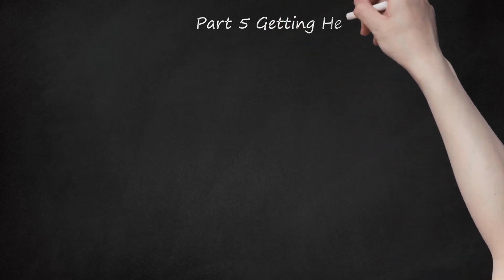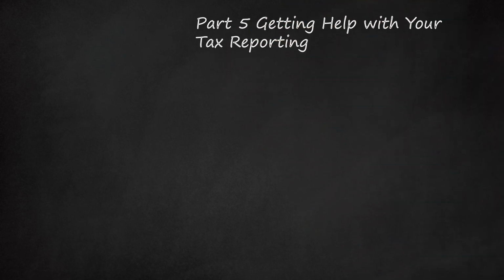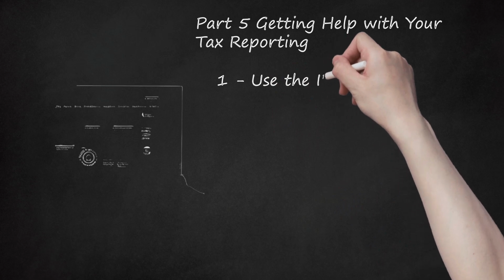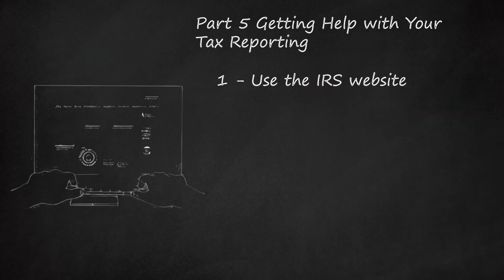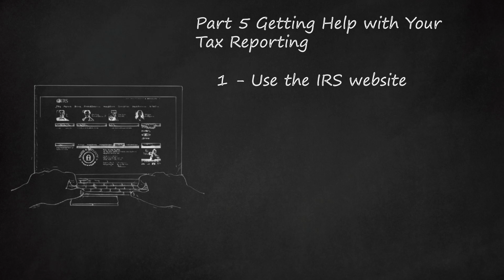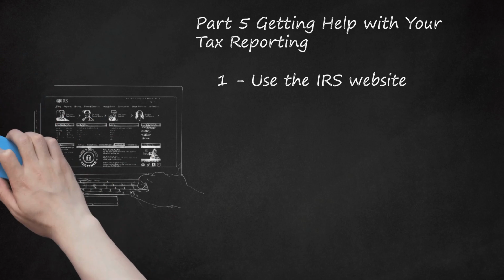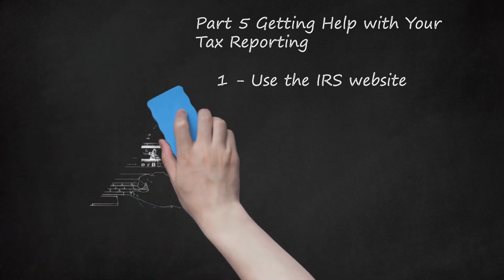Part 5. Getting help with your tax reporting. 1. Use the IRS website. The official website of the Internal Revenue Service is https://www.irs.gov. That site has links to a wide variety of information and publications that can help you. You can enter ITA in the search box at irs.gov to access the Interactive Tax Assistant. This is an interactive tool that will answer a wide variety of tax questions.